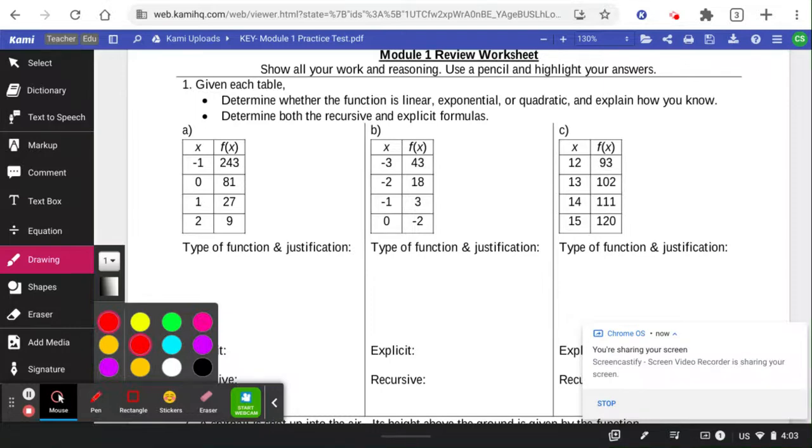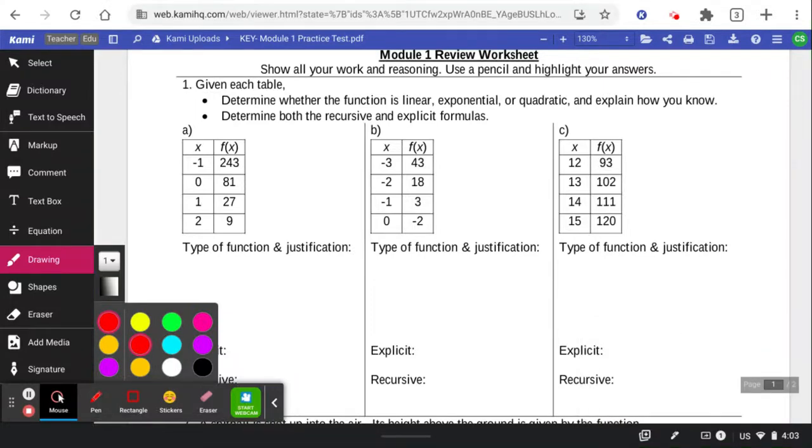All right, here's our table work. Remember, we're looking at 3 types of functions. Let's see what this first one is. Do you see how it's a decreasing function? And we notice that it's being divided by 3.